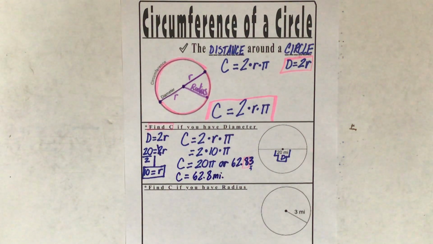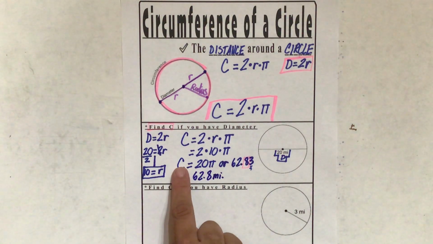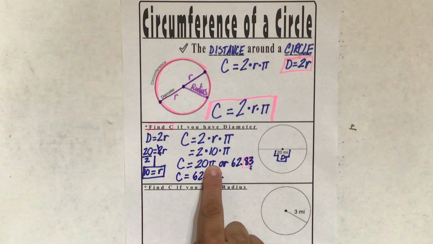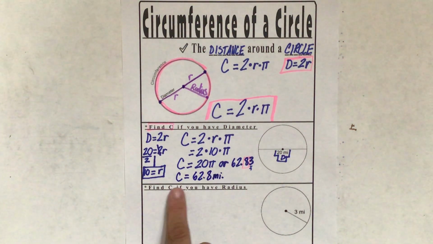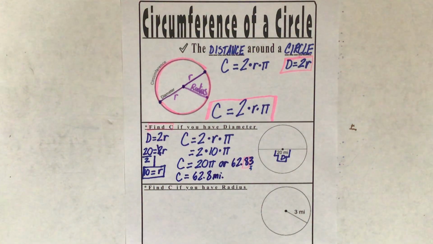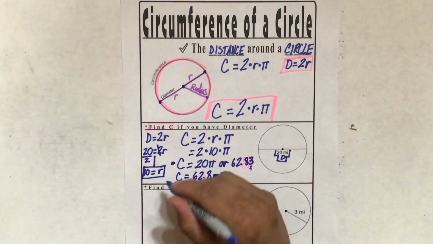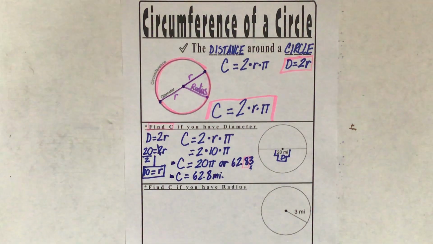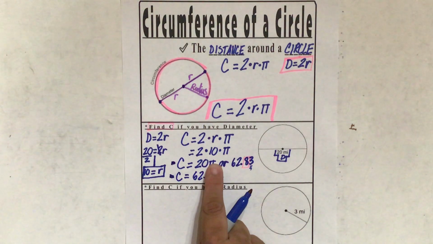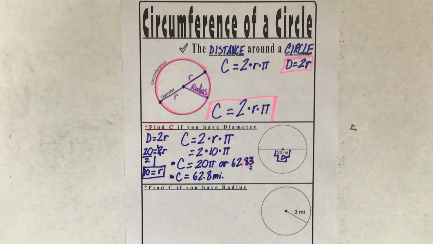So both of these answers are correct. The only thing is that this first one is in pi terms and this one is in decimal terms, right? So depending on what they ask you, you're either going to leave it like this, or you're going to leave it like that. The first one is in pi, the second was in decimal. Okay? So that's the first example.